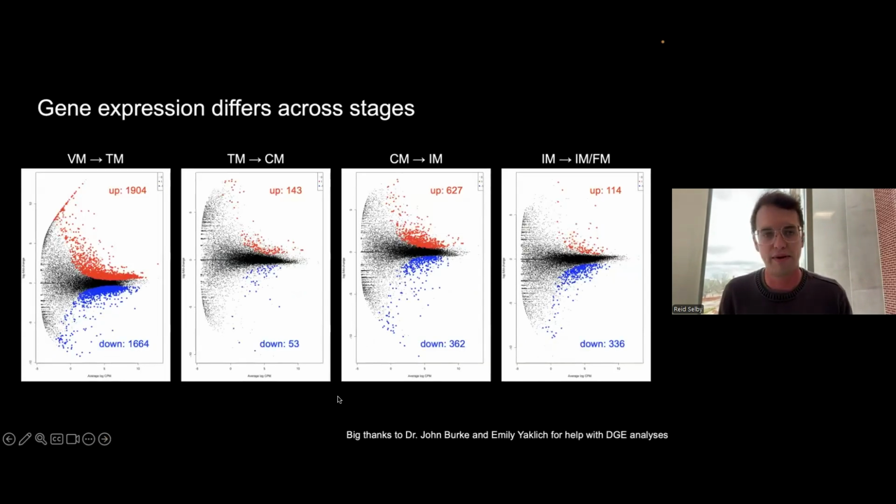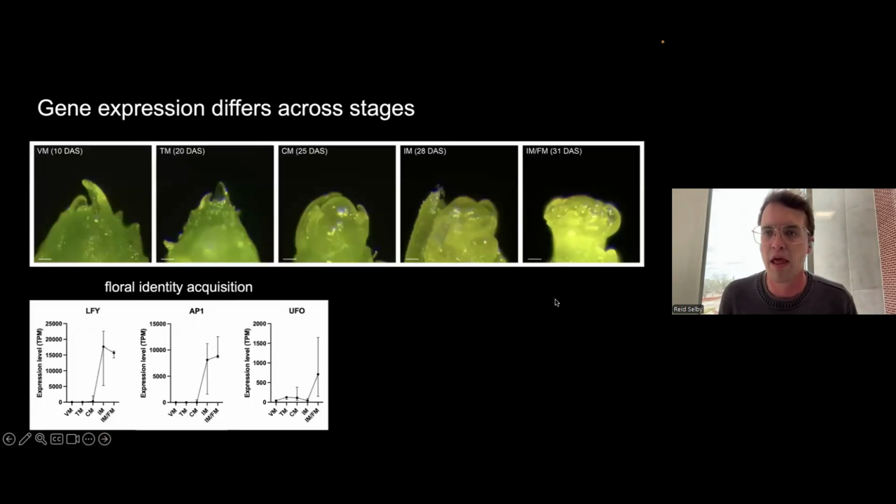And then finally, we have some differential gene expression analyses showing that we do have a decent amount of potential gene candidates of interest, making each of these stages unique from one another. And then next, I looked at some specific classes of genes to better understand whether I had accurately captured meaningful stages or not.